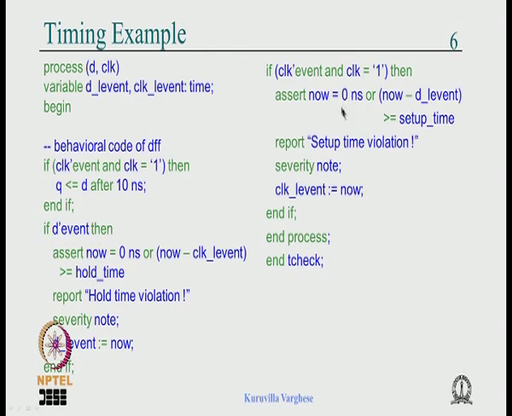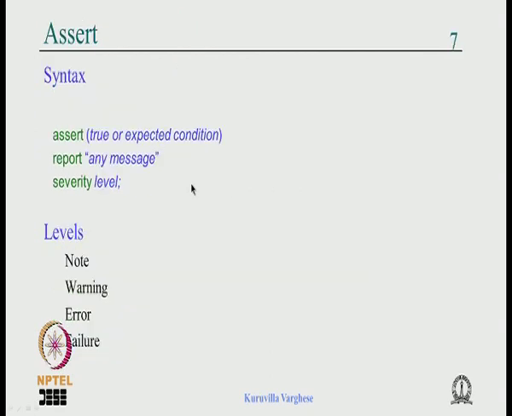And as I said, at 0 nanoseconds we don't want it to report an error, so we make sure that is avoided by this statement. And we have seen the syntax of assert: a true or expected condition, and then if it is violated, report a message, and you can specify what the tool should do by this severity level.